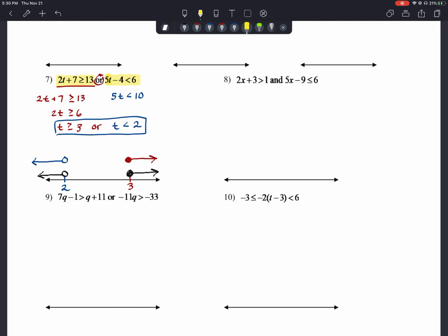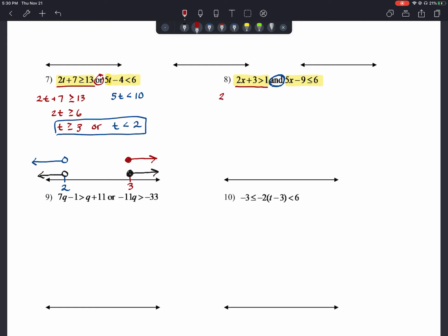Number 8 says 2x plus 3 is greater than 1, and 5x minus 9 is less than or equal to 6. This one's going to be a conjunction. These ones are extra fun. Let's go for it. Let's go ahead and solve the first one.